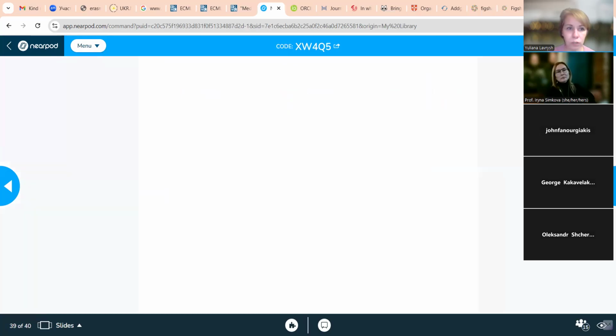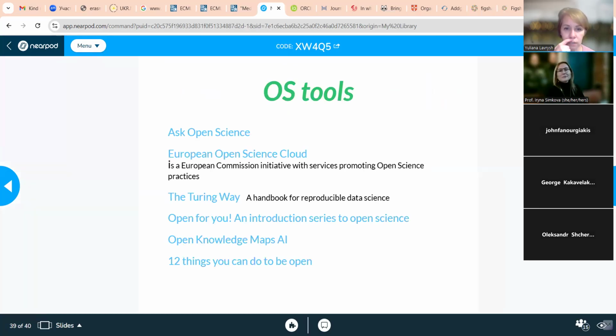If you have no questions, I will comment on the last slide. So here you can find open science tools. If you don't know something, if you don't get something, you can use these resources like a handbook or additional resource, if you need some more explanation or examples of how to do something. And pay attention to this last source, 12 things you can do to be open.